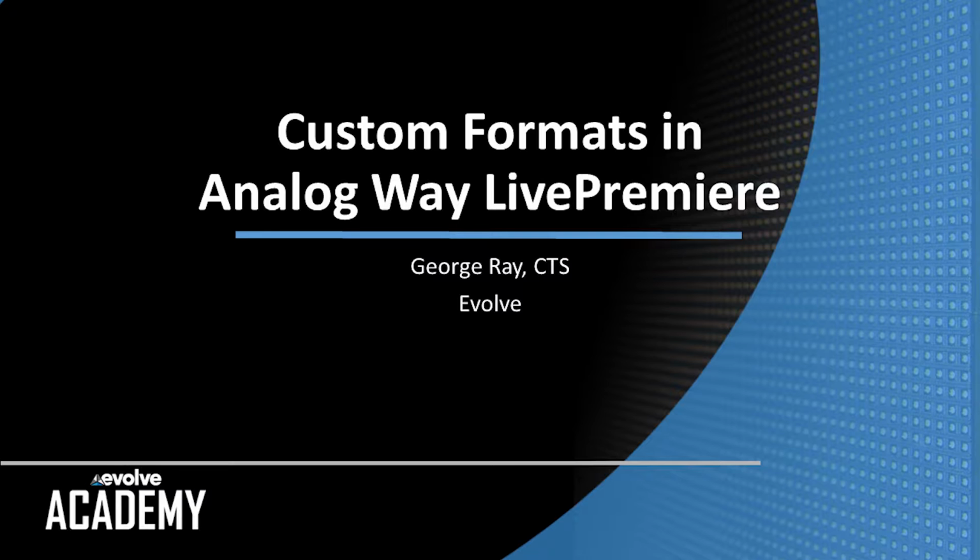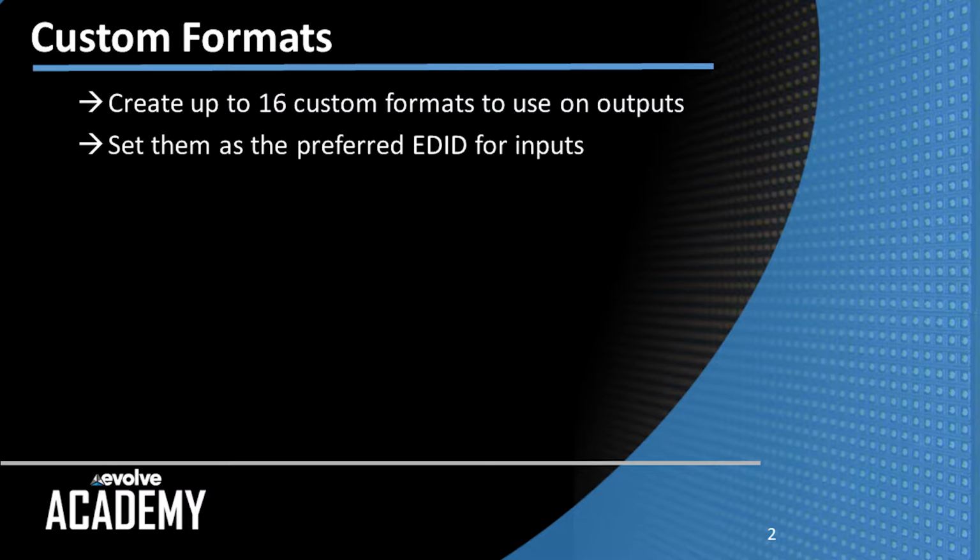Today we're going to talk about custom formats in the Analog Way LivePremier platform. This platform includes only Aquilon screen processors. First thing we want to talk about is what is a custom format. So in the LivePremier platform, you can create up to 16 custom formats to be used on outputs. And if they are within the spec, the EDID specification limitations, you can also use these custom formats for inputs.